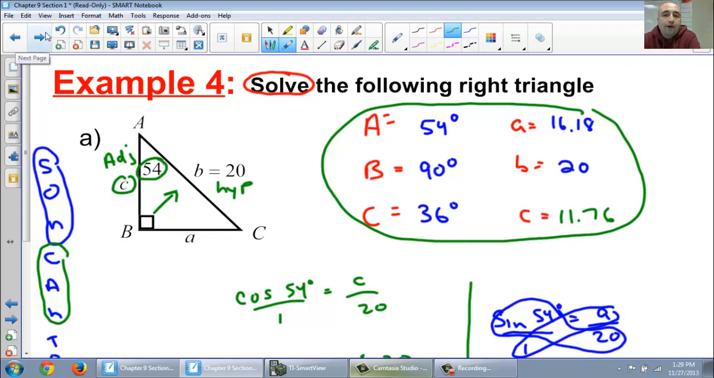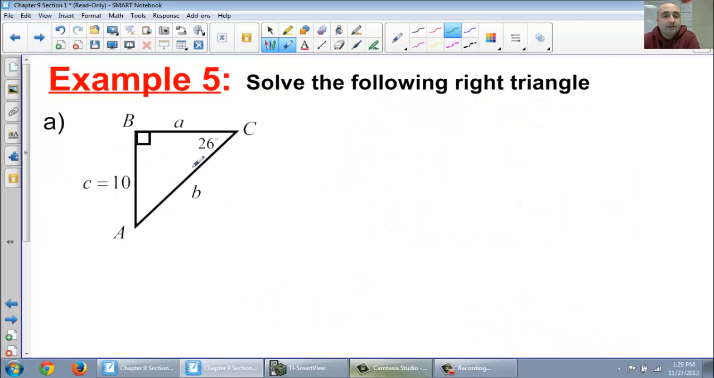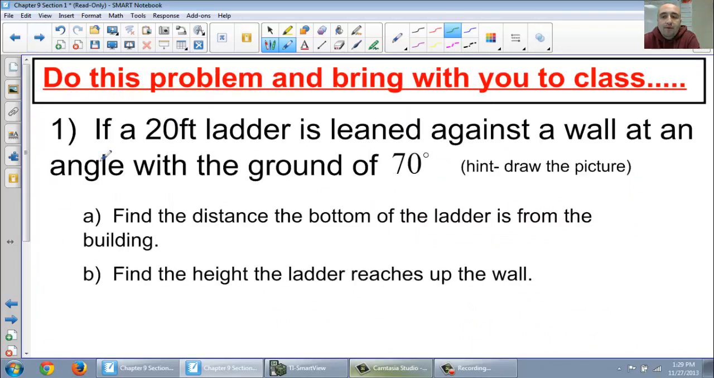What I want you to do, on your notes, there's an example 5, which is the same thing as we just did, solve the following triangle. And there's another word problem here. Make sure you do these or attempt to do these and bring them in with you the next day, and we're going to go over these in class. I just gave you 2 problems. Do them in your notes, right on your sheet. Bring them back with you.